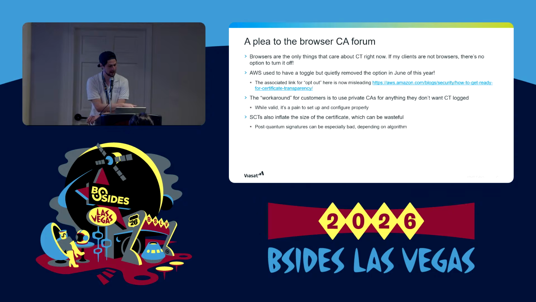I don't want it. Signed certificate timestamps also inflate the size of a certificate, which can be wasteful. So if you're in a really resource-constrained environment where the size of the certificate matters, you probably don't want them because you're not going to be using them. Post-quantum signatures, I said no math, right? Post-quantum signatures are especially bad for this because the size massively inflates, or they get super complex, depending on what algorithm you take. So I want an option to take this stuff out. As a customer, I don't want it, but I don't have a choice unless I do my own thing.